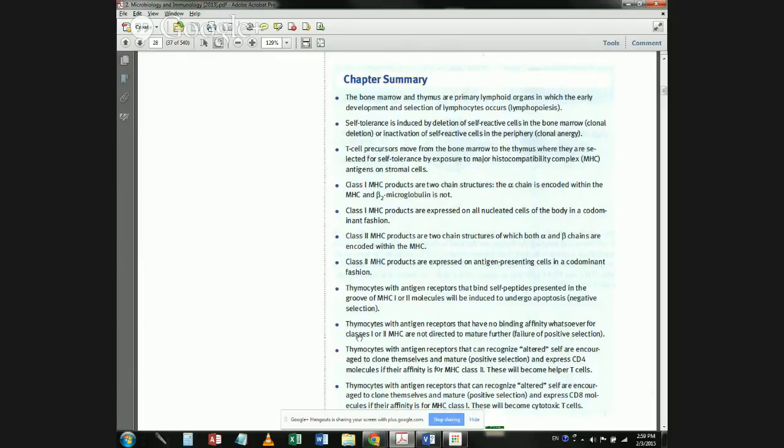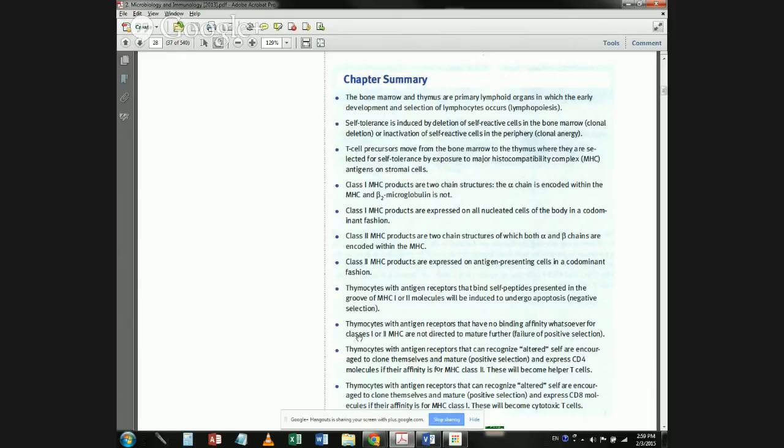Presented, so they should not bind. So MHC 1 and 2 are presenting self antigens. So they should feel it and see, is this myself or not? And they say, no, it's not, and move on. That's the key to take.